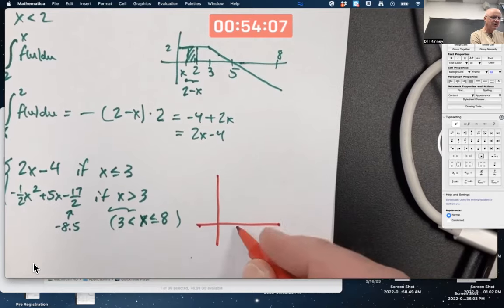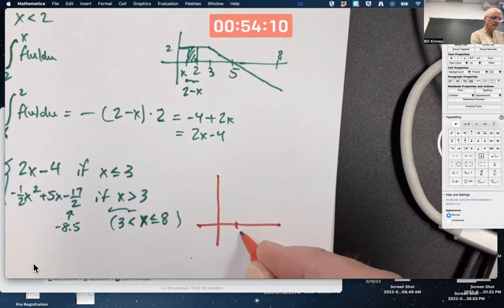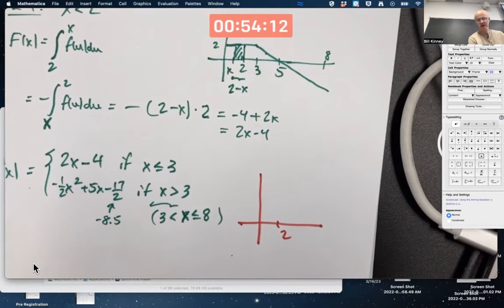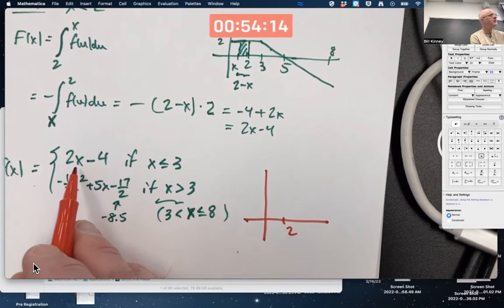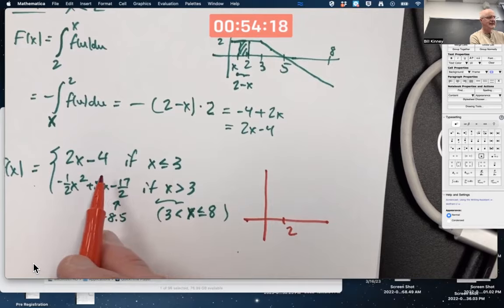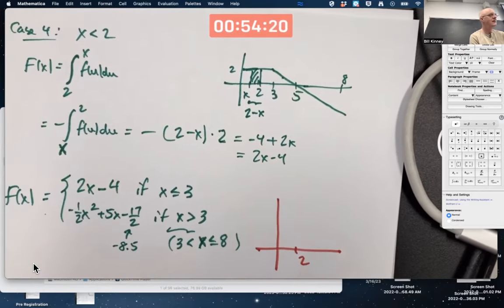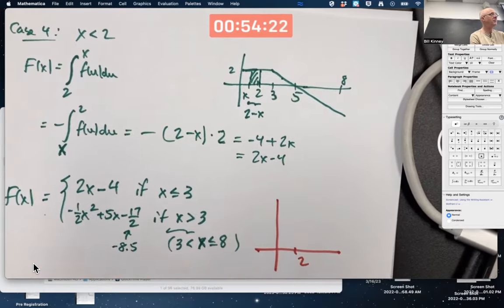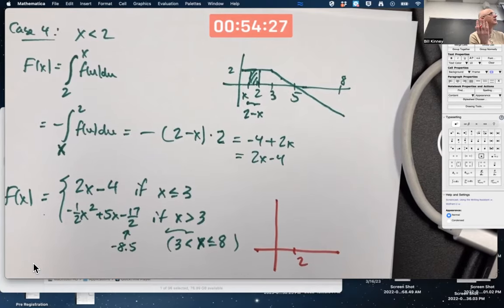It does have a value of 0 when x is 2. Plug in x equals 2. 2 times 2 minus 4 is 4 minus 4 is 0. Because we were integrating from 2 to 2. That's another property of integrals: the integral of a function from a to a is 0. There's no area under the curve.